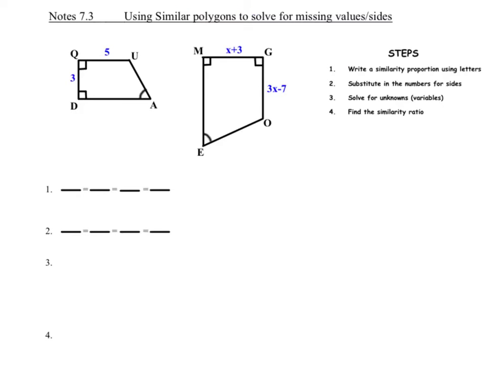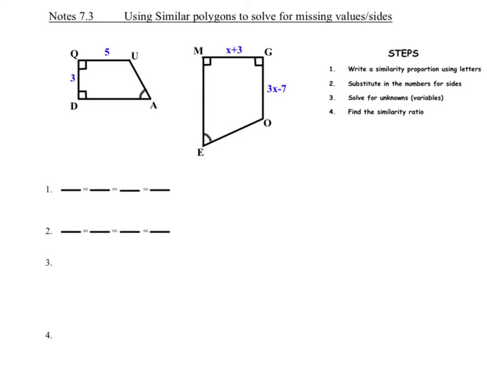In example number 2, we have a trapezoid, and we're only asking you to solve for 2 sides, so we're saving a little bit of work. You're welcome. Same thing follows. We have step 1, that is write a similarity proportion using our letters, and we're going to start off by writing our similarity statement first.